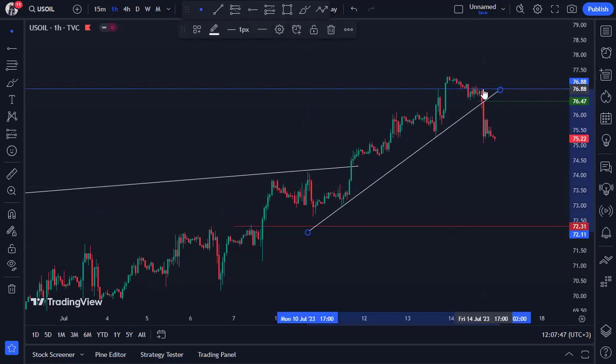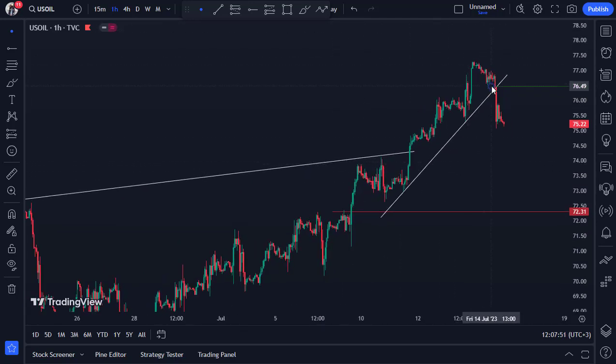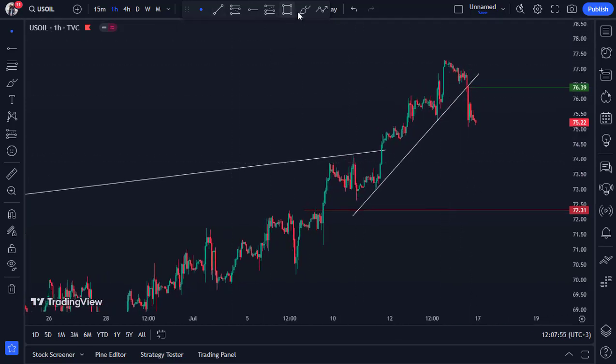Yeah, this one is clean enough. I can get rid of this. So for me, I'll be waiting for this pullback. Let's just wait for this pullback to this area, then we get another push to the downside.